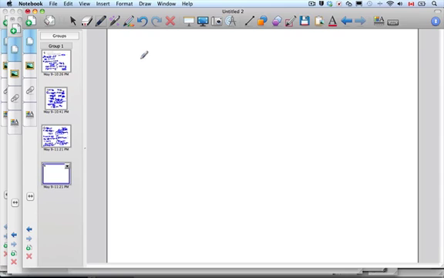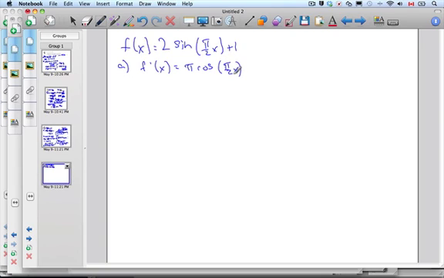The question was talking about a function f of x equals 2 sine(pi over 2 x) plus 1. Part a says to show that the derivative equals pi cosine(pi by 2 x). So that's what we're asked to try and find out.